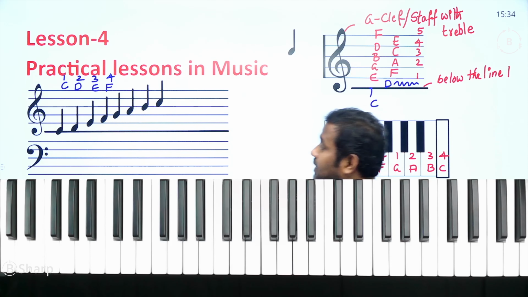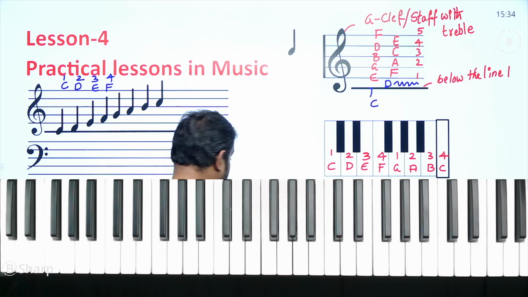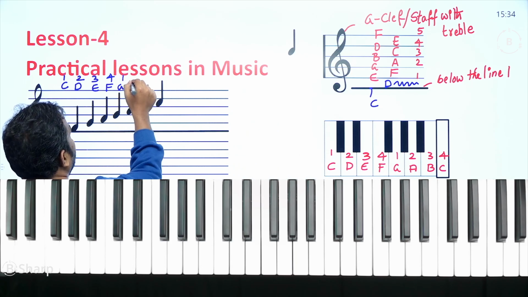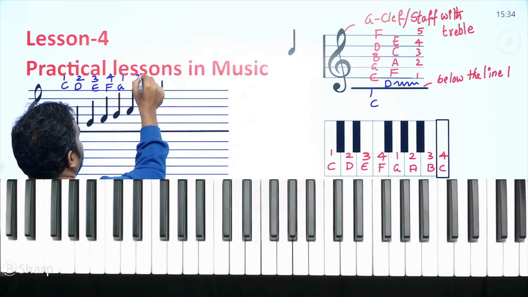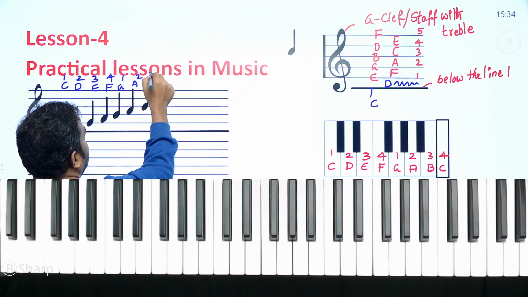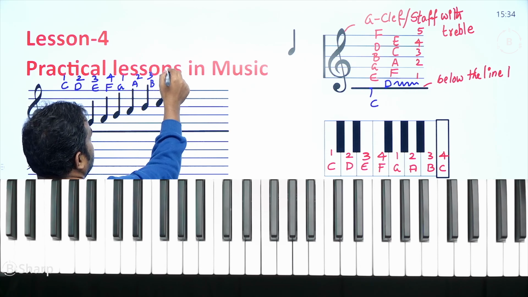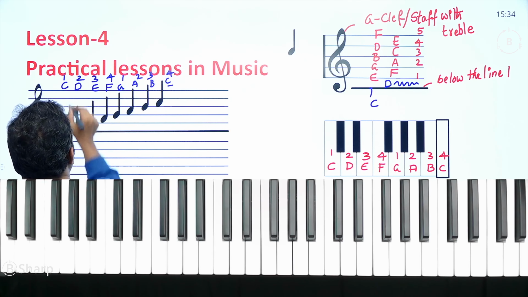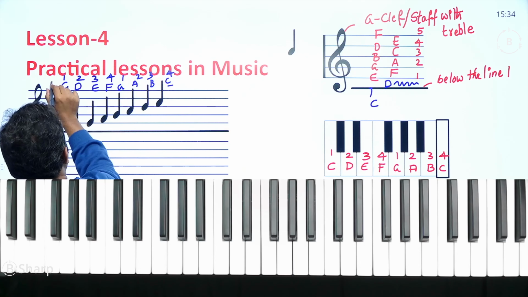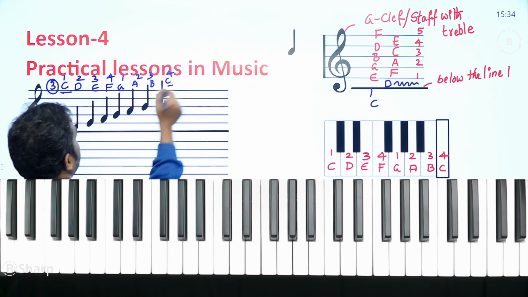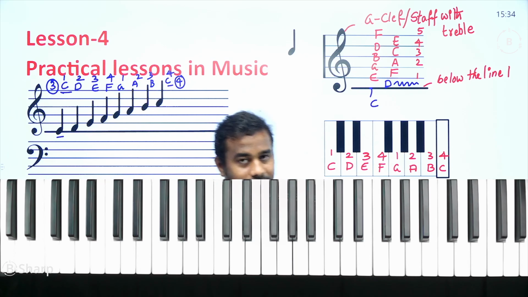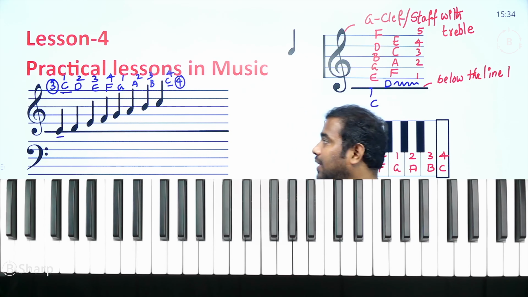So these are the lines here. Let me write the notations. G is the first one, A the second, B the third, and C the fourth. This C and the earlier C are in different octaves. For example, if this is the third octave, this will be the fourth octave. If this is the fifth octave, that will be the sixth. So the octaves will vary.